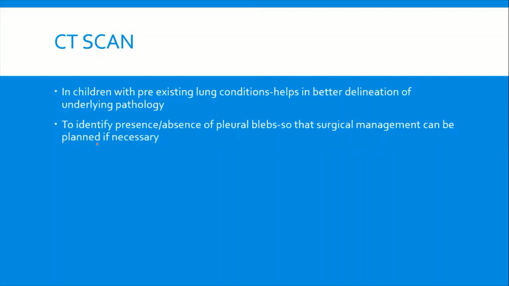CT scan, very rarely you will require a CT scan, because most of the pneumothoraxes you will be able to find out in an X-ray. Okay, CT scan will help if this child is already having an underlying lung condition like cystic fibrosis, or if you think that this child is having a pleural bleb, so that you know the exact location for surgical management.